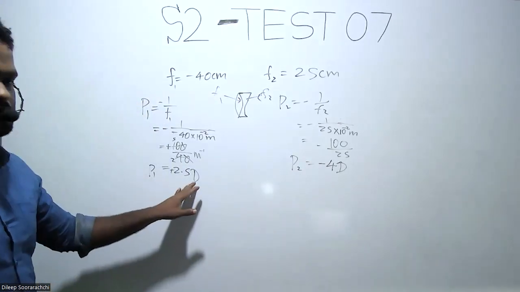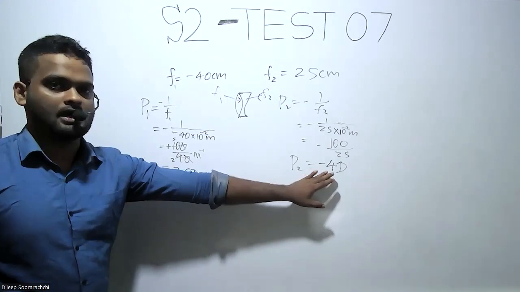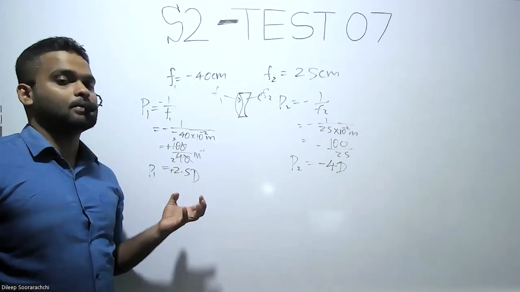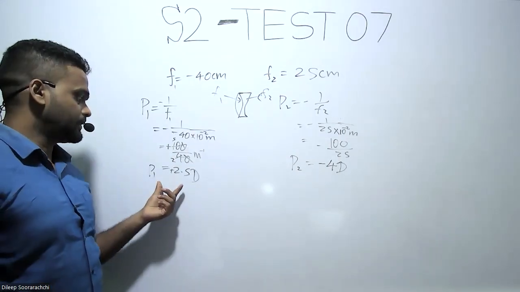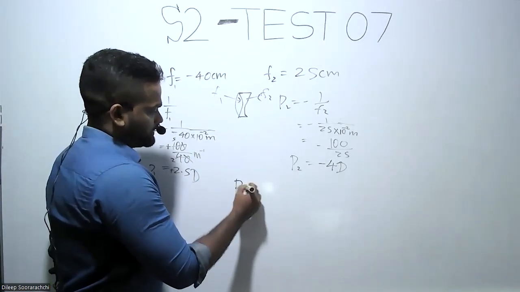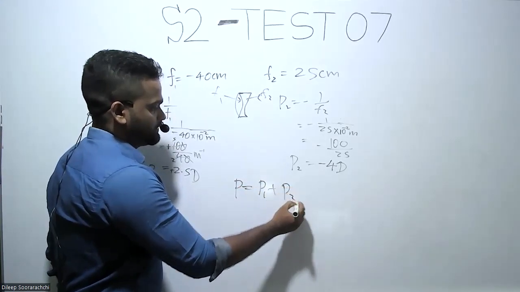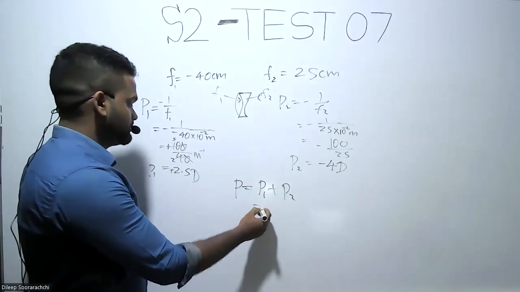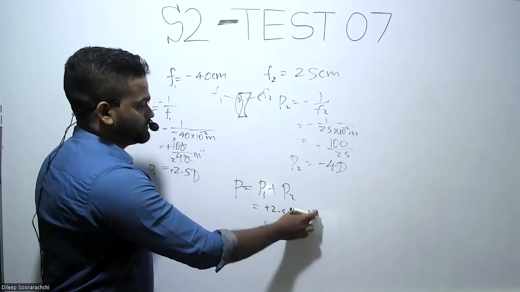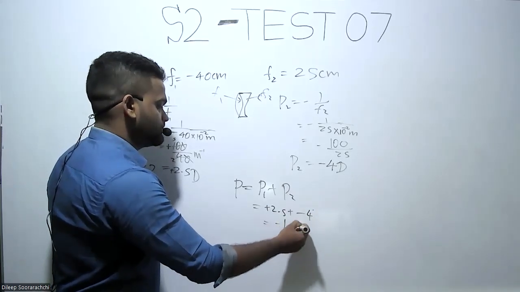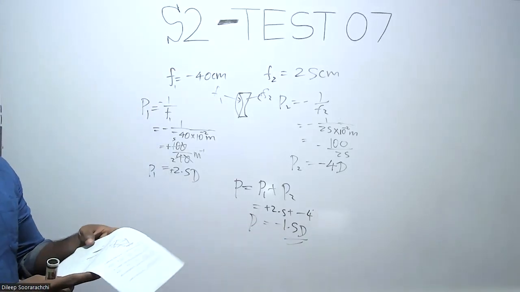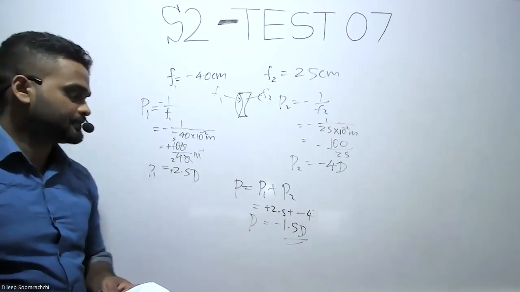P1 is plus 2.5 diopters, P2 is minus 4 diopters. What they ask is the power of the compound. So these are the powers of each lens. We have this equation to find the power of the compound: P1 plus P2 equals P. P1 is plus 2.5, P2 is minus 4D. If you simplify this, you get minus 1.5D. So that is minus 1.5D. So the answer should be the first one for that, right?